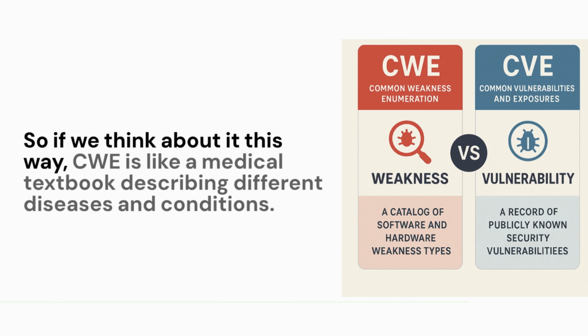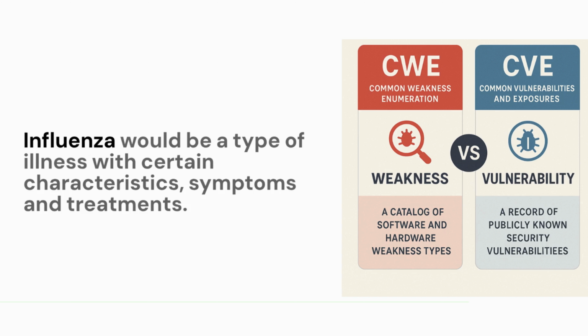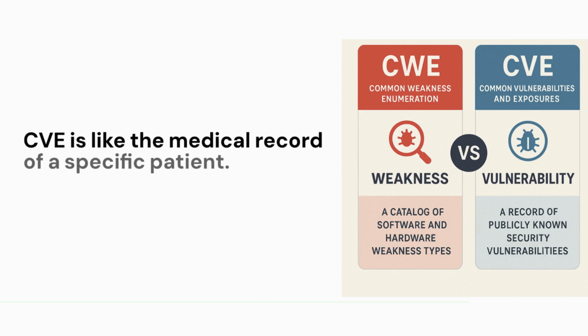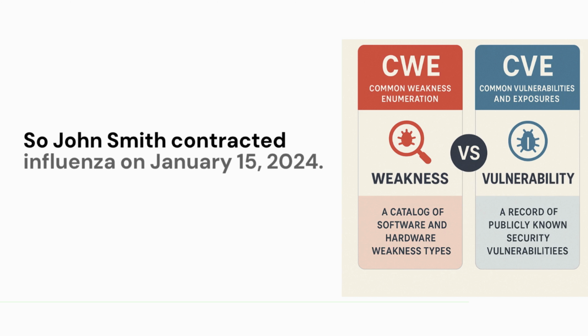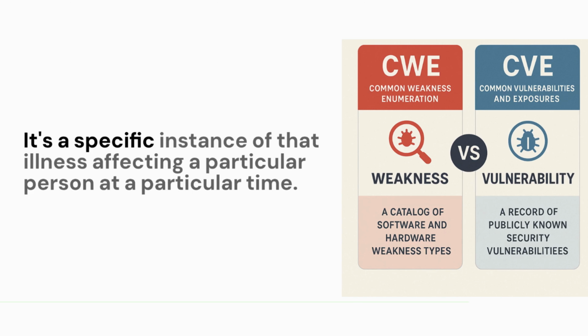So if we think about it this way, CWE is like a medical textbook describing different diseases and conditions. Influenza would be a type of illness with certain characteristics, symptoms, and treatments. CVE is like the medical record of a specific patient. So John Smith contracted influenza on January 15th, 2024. It's a specific instance of that illness affecting a particular person at a particular time.